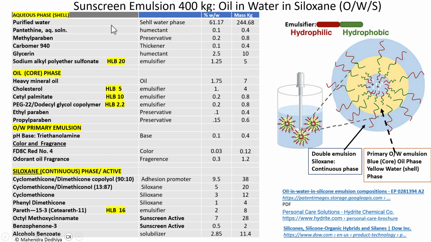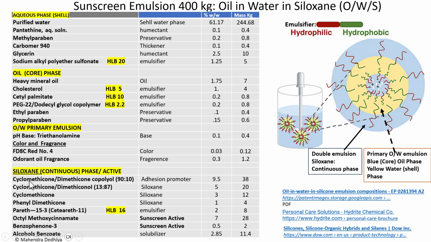It has purified water, humectant, preservative methyl paraben, carbomer as a thickener, glycerin, and emulsifier with high HLB. Oil phase contains mineral oil, three different emulsifiers with low HLBs, preservatives, and the primary emulsion is made O/W, oil in water, and pH is adjusted using triethanolamine. Color and fragrances are also added.